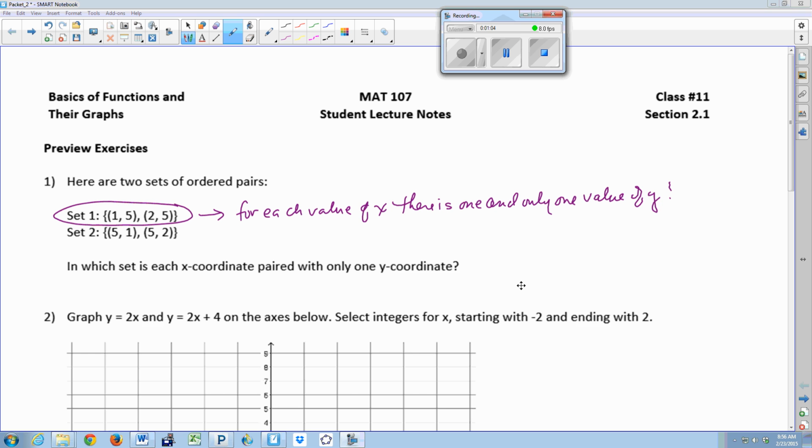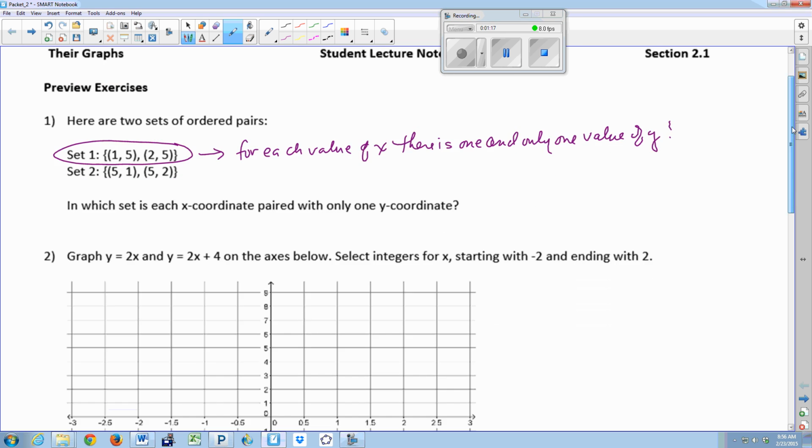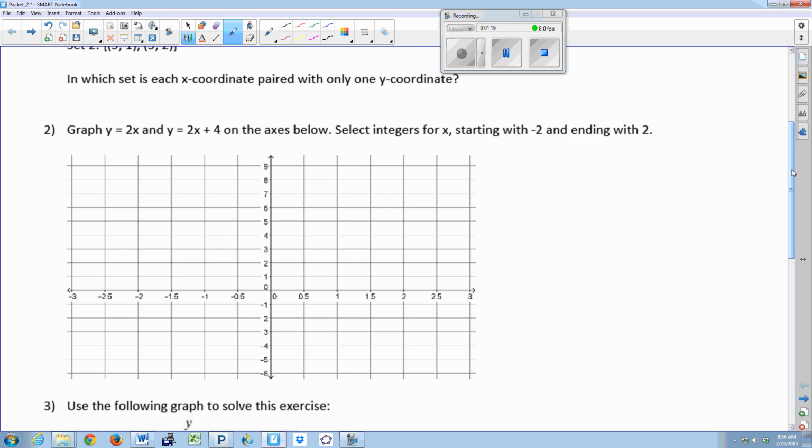This is going to actually be a definition today that we're going to use for the remainder of the course, and every math course you take from this point on will be using this idea, this concept. And then most of you successfully graphed the lines y equals 2x and y equals 2x plus 4.